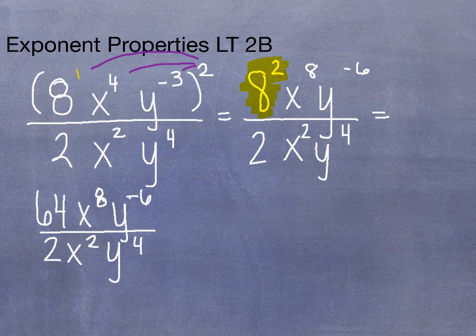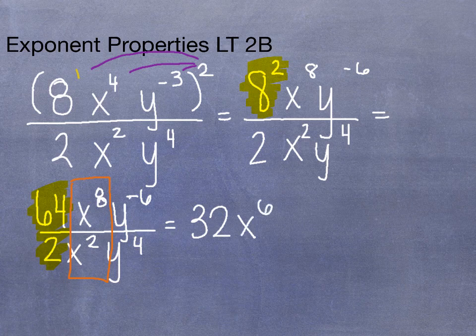Now, since my whole numbers do not have any exponents, now I work on dividing those. So I'm going to start with 64 divided by 2. 64 divided by 2 is going to be 32. Now I'm working with my x's. Since my bases are the same, I am going to subtract because it's a division problem. 8 minus 2, which is going to be x to the 6.